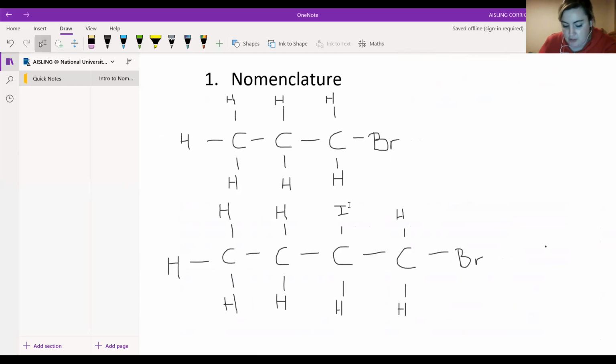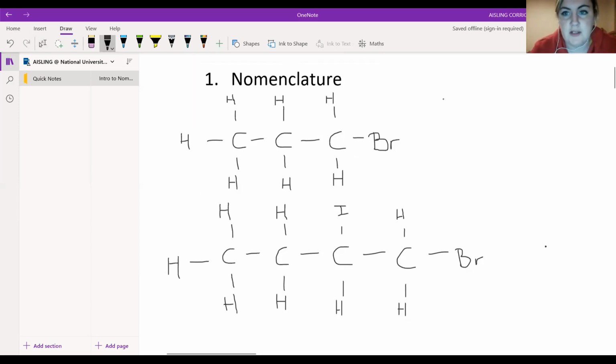So again, just like we did before, the first thing we always do is we seek out the parent chain. The parent chain here is 1, 2, 3 carbons. 3 saturated carbons will always indicate a what? It'll always indicate a propane. So it's going to be a propane.